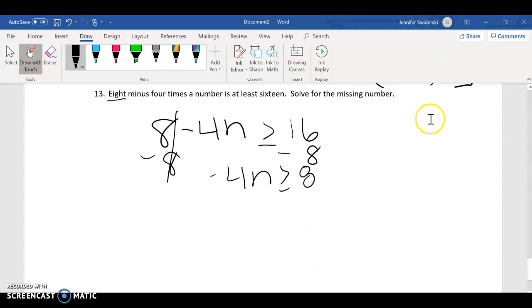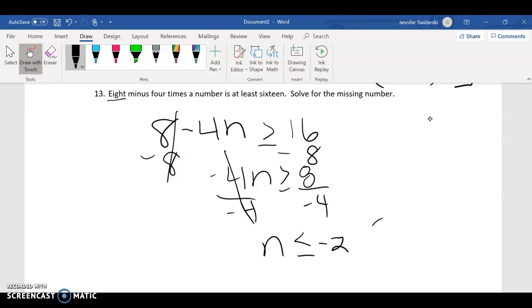Divide both sides by negative 4. But remember, if we're dividing by a negative number, what do we need to do? Well, we're going to flip my sign. So I get n is less than or equal to negative 2. All right, interval notation for that one is any number that is less than or equal to negative 2 will make this statement true. So negative infinity to negative 2 with a bracket sign.